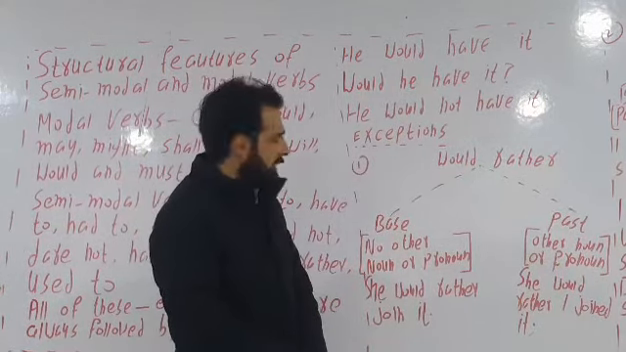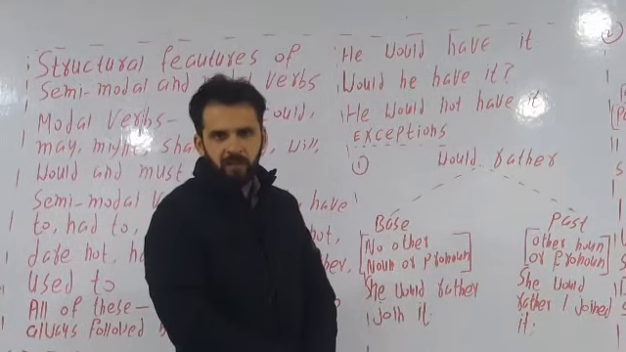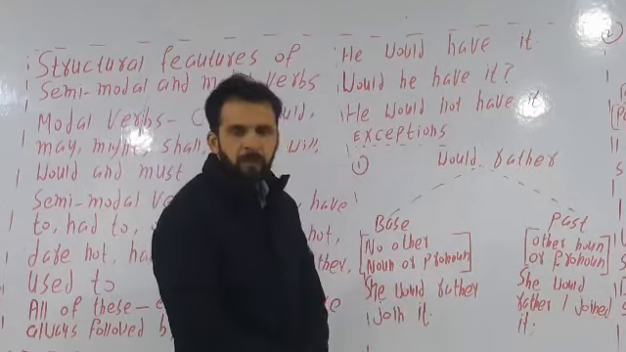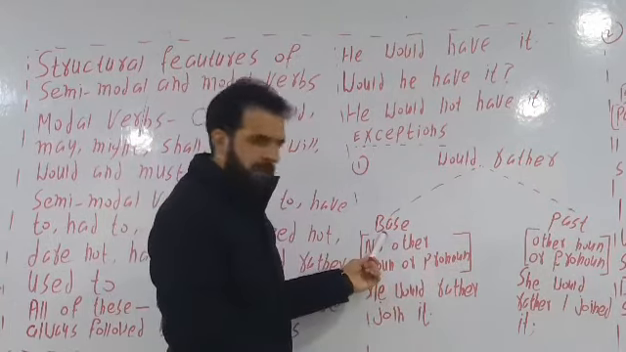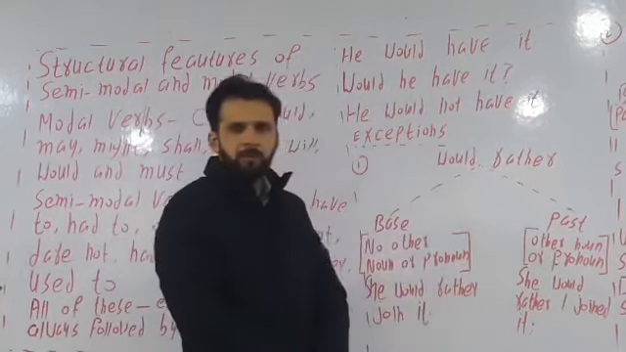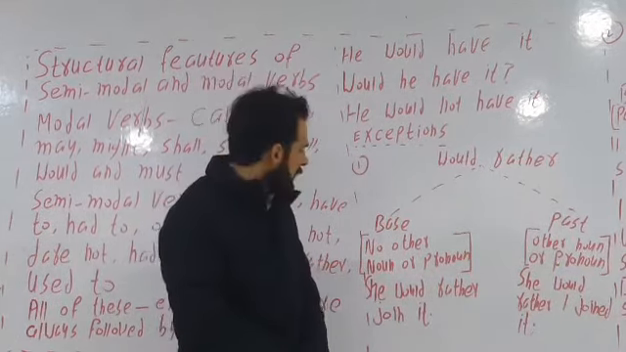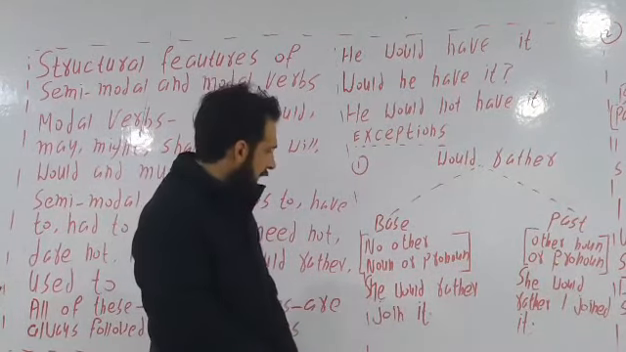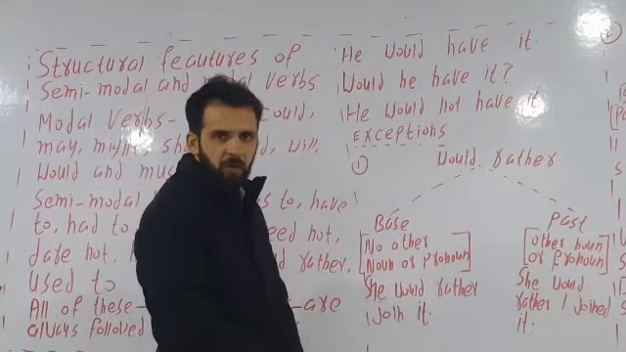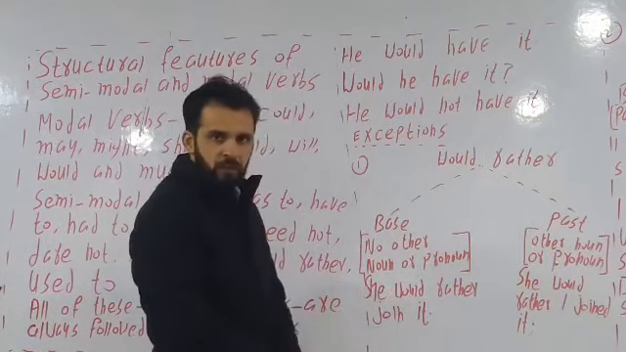Now I will discuss the two exceptional cases where we have a variation with semi-modal verbs. First one is would rather. Would rather can be followed by the base form of the verb or the past form of the verb. We have two possibilities after would rather. Would rather will be followed by the base form of the verb if it doesn't have another noun or pronoun after it. For example, she would rather join it.